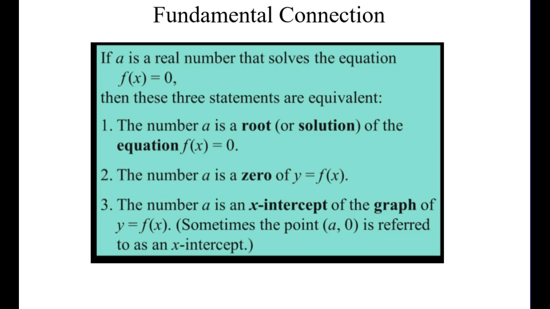Sometimes the point a comma 0 is referred to as an x-intercept. So when you hear any of those four terms, root, solution, 0, or x-intercept, it's all referring to the same basic idea. That's why in the last lesson, when we were using the graphing calculators to find the x-intercepts of the graph, there isn't a button to click on for x-intercept. You click on the 0 button. You're finding the zeros of the function, which are the same as the x-intercepts. They all mean the same thing.